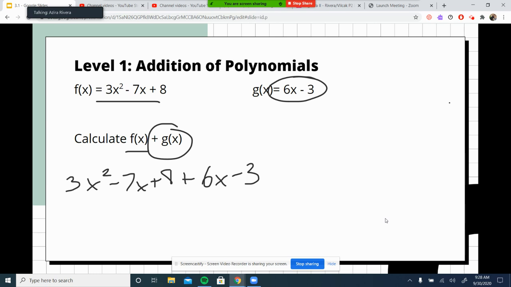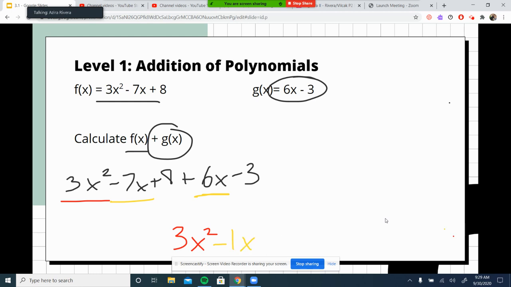When I say a like term, that means it has the same variable and exponent. So if I look at my 3x squared, I'm looking for any other x squareds. As it turns out, there aren't any, so I'm going to keep my 3x squared by itself. Then I'm going to look at my negative 7x and combine anything that just has an x. The only other thing that has an x is that positive 6x. So we have negative 7 plus 6, which means we're going to end up with negative 1x.